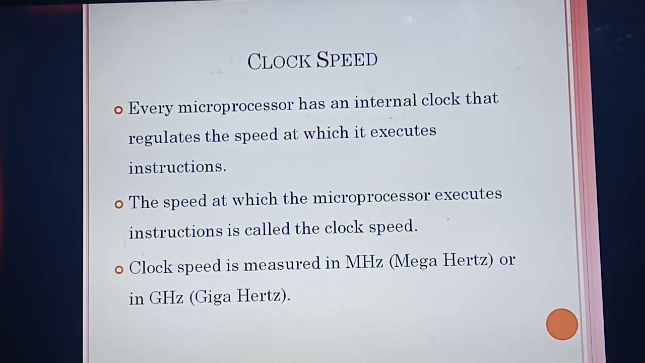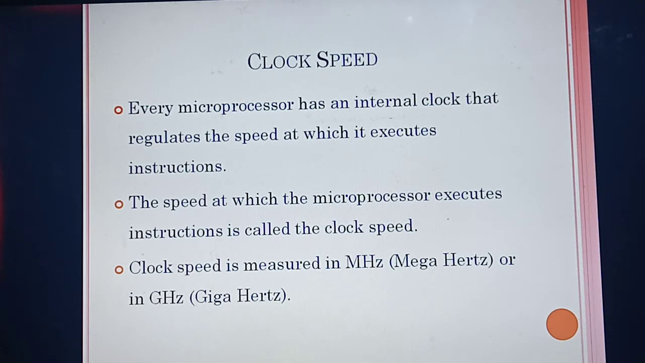Understood, what's the use of a clock? At what speed each and every instruction is executed. So that is the second point, note it down, very very important. One more question: at what speed the microprocessor will execute an instruction is called what? Clock speed. Understood? Very very important point, the second point.